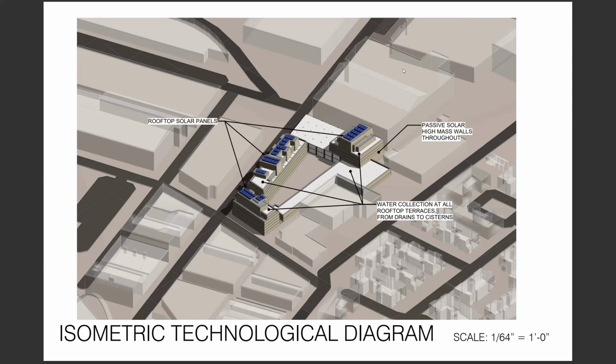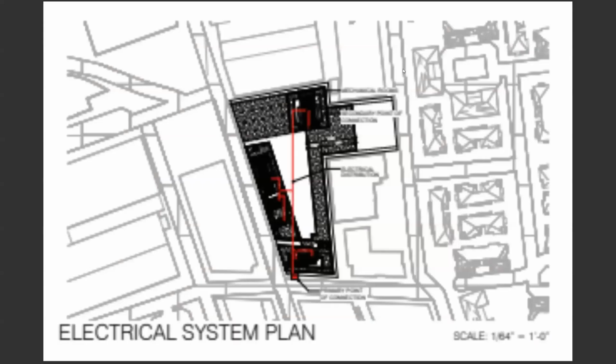The main passive elements that I'm incorporating are the rooftop solar panels and high mass walls for absorbing heat. California requires for active technology more heating rather than cooling. Therefore, there is an emphasis on heat masses. And then water collection on all the different terraces, which is especially evident in the eastern wing.